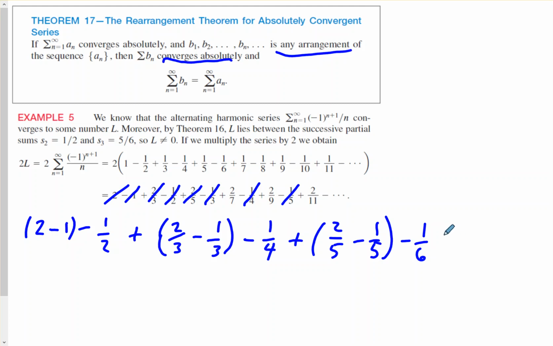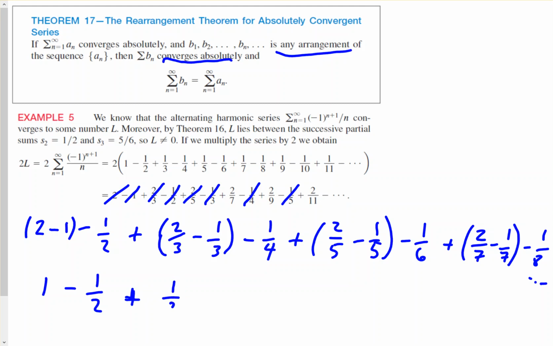We continue this fashion plus, what would the next one be? 2/7 minus 1/7 minus 1/8, and this would continue. And what do we end up with? Well, let's simplify what's in the parentheses. So we have 1 minus 1/2 plus 2/3 minus 1/3 is 1/3 minus 1/4 plus 2/5 minus 1/5 is 1/5 minus 1/6 plus 1/7 minus 1/8 plus dot dot dot.